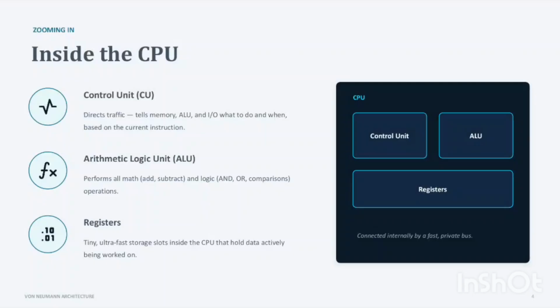Now let us see what is inside the CPU. Inside the CPU, the first unit we have is a control unit. This control unit generates the signal that helps the system to understand what operation has to be performed. And the second one is ALU, arithmetic and logic unit. This arithmetic and logic unit performs all the operations like arithmetic operation and logical operation. So what operation has to be performed? That is given by the control unit. And next is register. Registers are nothing but ultra fast storage slots and they are located inside the CPU.